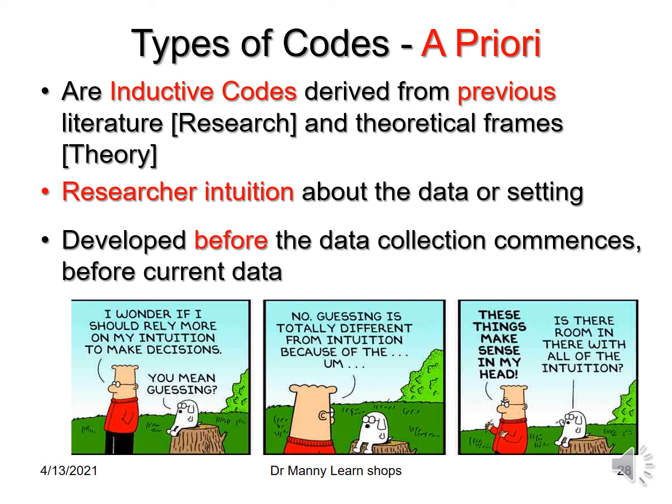You know something about the research that you want to do. Essentially, that's what it is. And sometimes in qualitative research, this is a form of bias, especially in grounded theory.